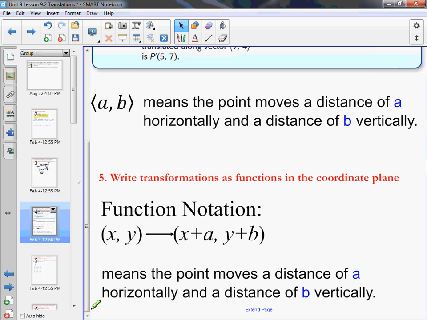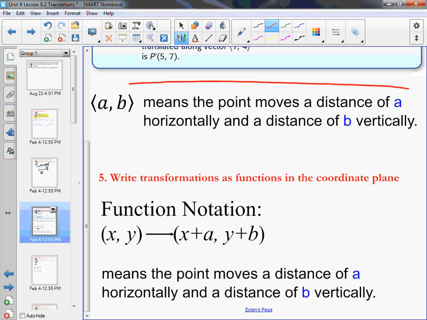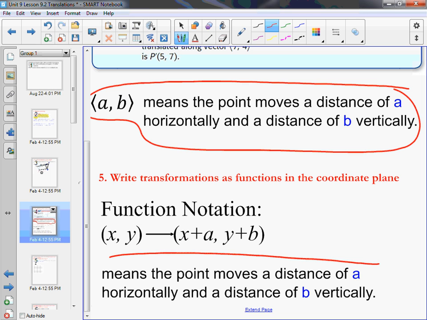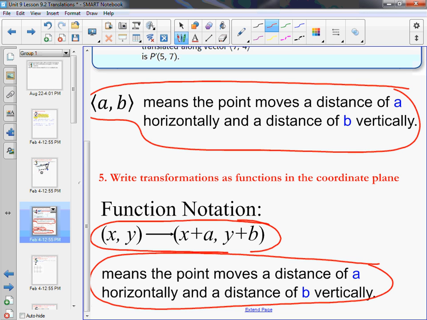And to write it in function notation, notice that I was able to use the same explanation for both of those. Okay? The vector AB means the point moves a distance of A horizontally and a distance of B vertically. The function notation, the ordered pair XY becomes the ordered pair X plus A, Y plus B, means the point moves a distance of A horizontally and a distance of B vertically. So those are equivalent ideas, just different ways of writing that same idea.